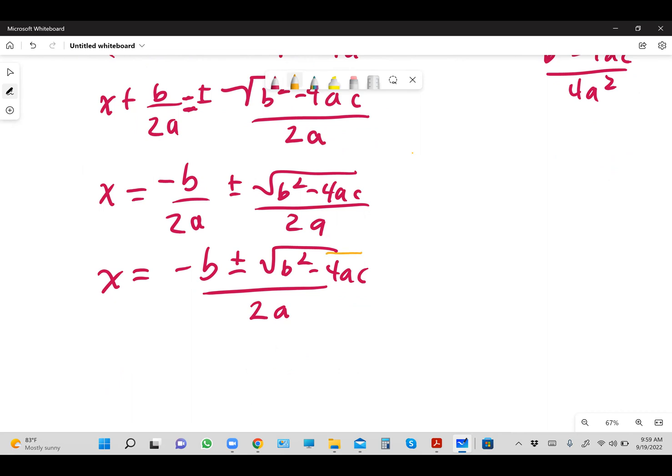What I'm trying to say is the quadratic formula is the result of us just completing the square.